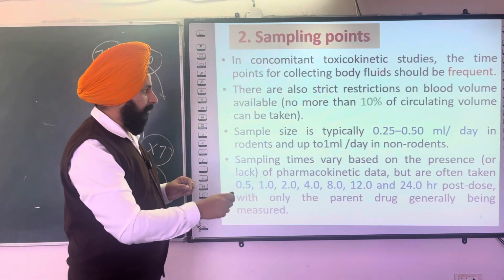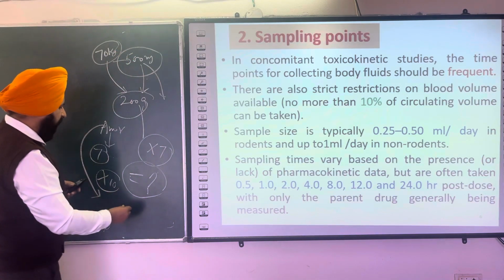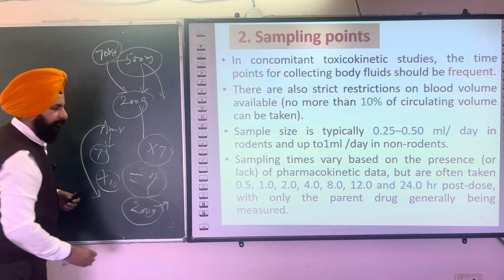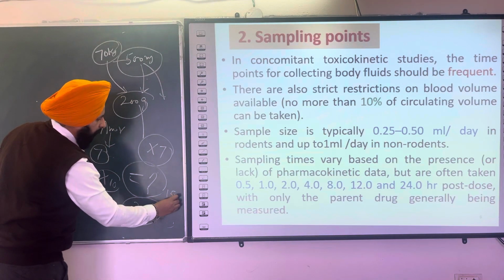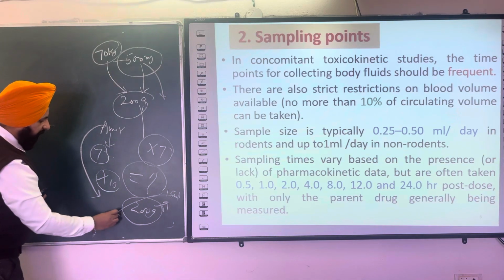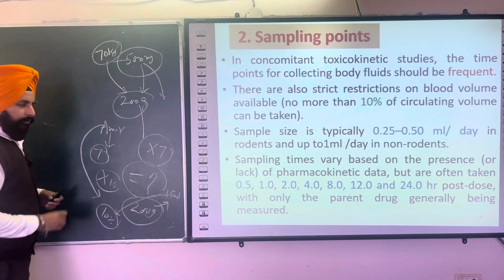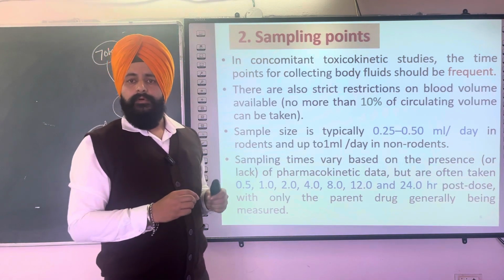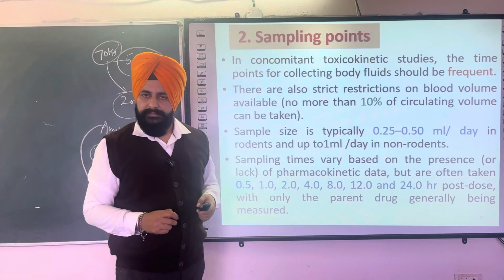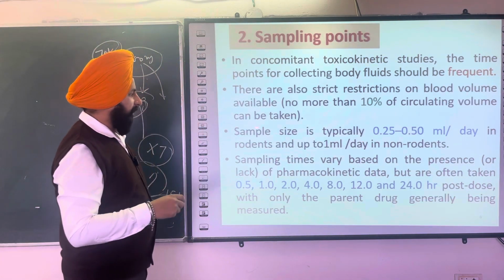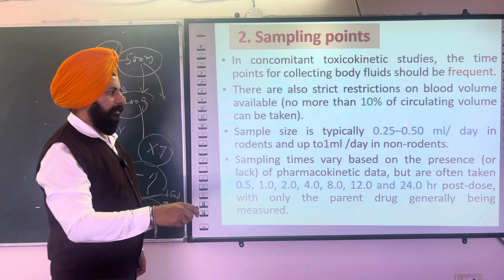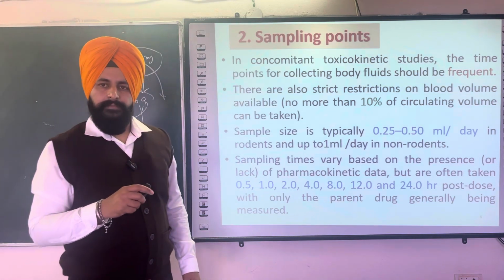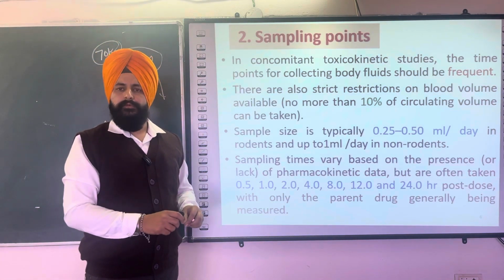Similarly, in case of an animal, suppose there is an animal with a body weight of 200 gram, so we assume that the rat will have a total blood volume of 15 ml. So you keep it at 10%, not more than that. So the 10% volume of this will be not more than 1 or 1.5 ml for 24 hours. That means you should keep in mind the sample size per day is not more than 0.5 ml, and always not more than 1 ml.